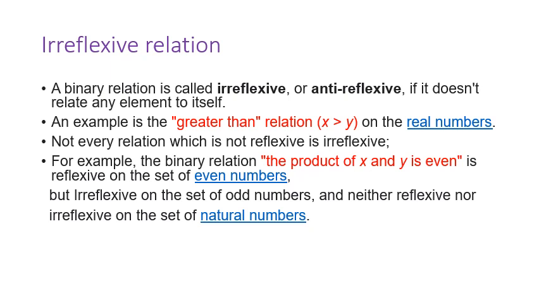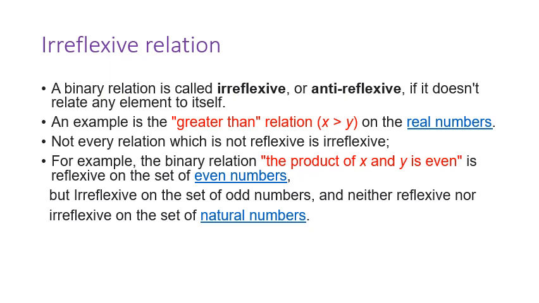And it is neither reflexive nor irreflexive on the set of natural numbers. That is, if we take the set of natural numbers like 1, 2, 3, 4, 5, etc., the product of 1 and 2 gives 2. Product of 2 and 3 gives 6. Product of 3 and 4 gives 12. But the product of 3 and 9 gives 27. And the product of 7 and 5 gives 35. So that means we are getting both even and odd numbers.